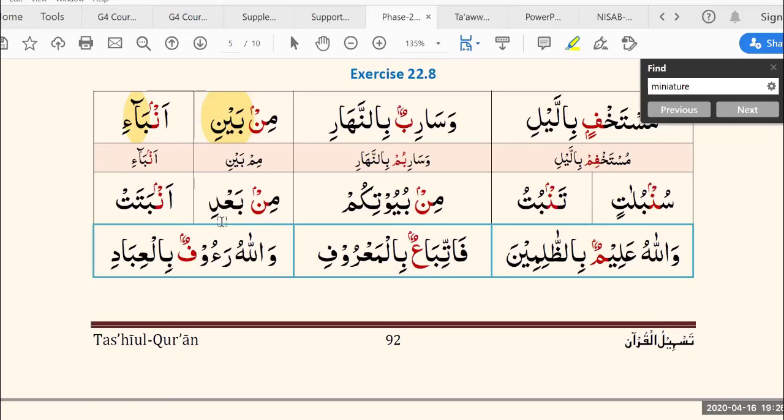Mim ba'ati. Okay. I mentioned this to one of the previous students as well. What do you have to do on ain? The sound comes out of the throat. Yes, middle of the throat. It's different from alif, right? Yeah. It's a prominent sound. So mim ba'di.